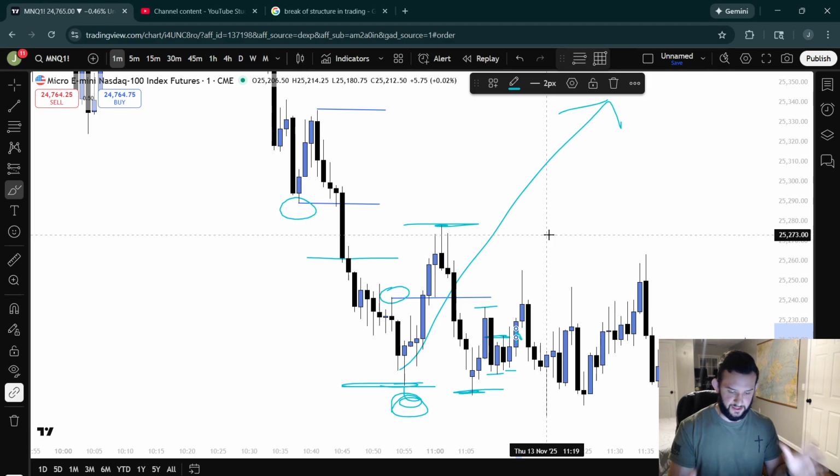So with that, go ahead and find 5 examples of break of structure to the upside and the downside, and then we'll get on to the next one.